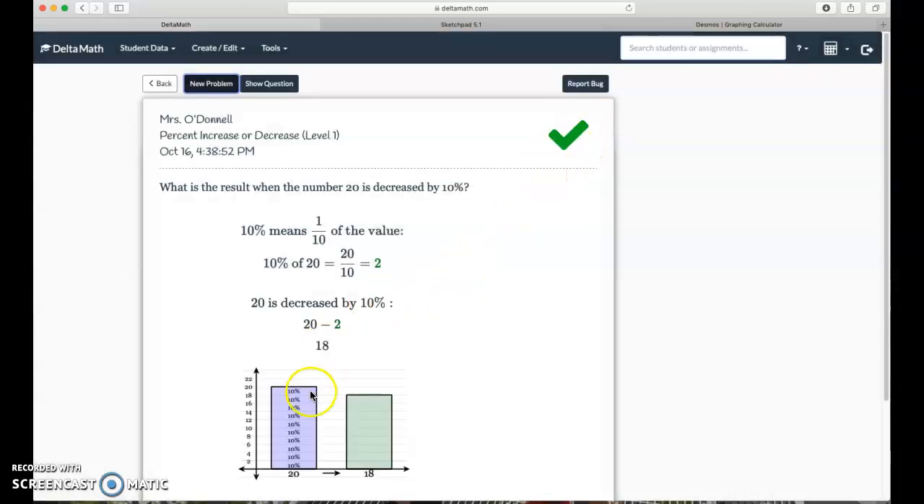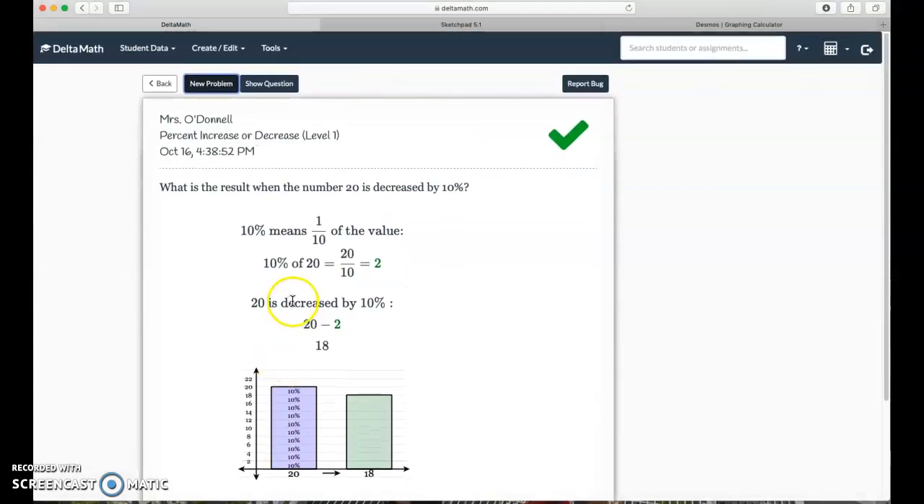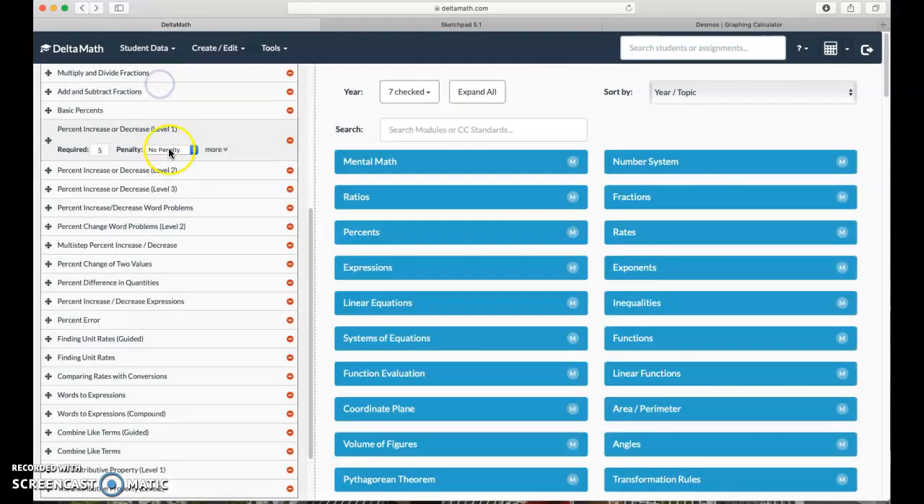Okay, and they're breaking it down into a graph here, trying to show you how to do it. But essentially you're taking your original amount, finding the percent of the original amount, and then subtracting or adding that off of your original. Okay, and that's all I've got for percent increase decrease level 1.